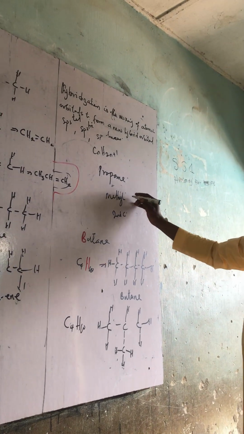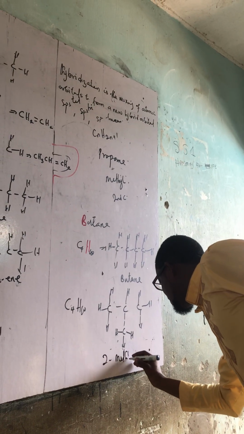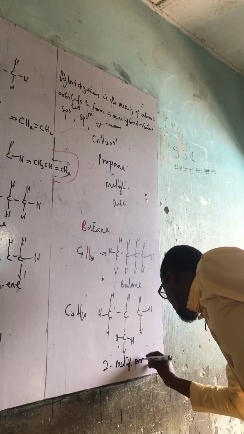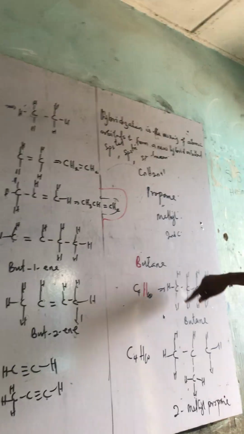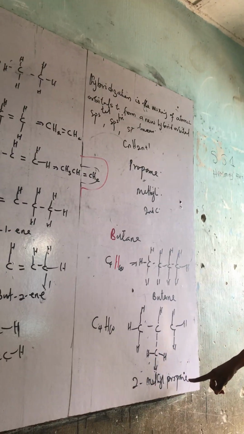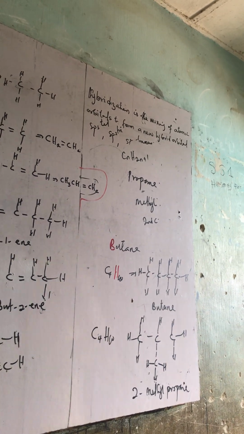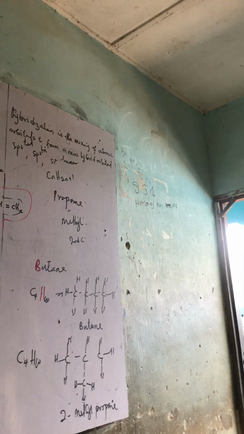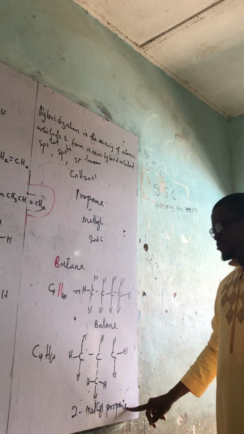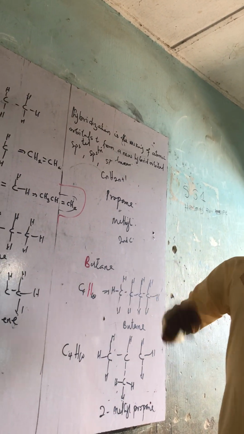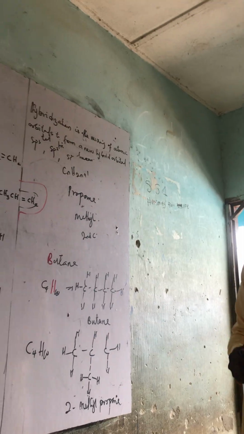2-methylpropane. So this is 2-methylpropane. We can see that both butane and 2-methylpropane have the same formula, but they have different what? Structure. That is what we call what? Isomerism. Two compounds: this is one compound, butane, this is another compound, 2-methylpropane, having the same formula but different structure. So we continue from the next class.